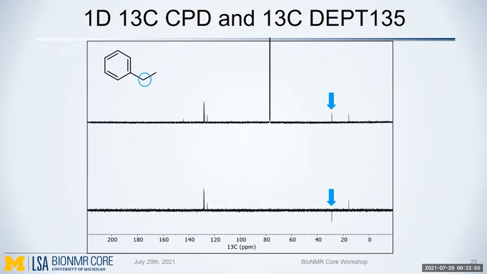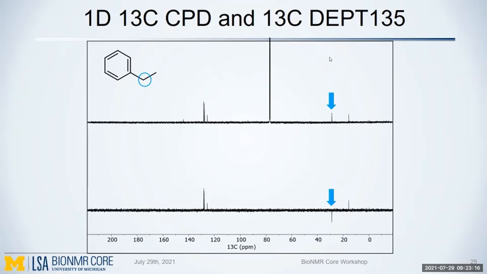So for the proton experiments, once you are happy with that, we can then go to the carbon-13 experiments. The most commonly run carbon-13 experiment is carbon-13 with proton decoupling. Here, CPD is just a method for decoupling protons. So in your 1D carbon spectrum, you will just see a singlet for each of your carbon nuclei.